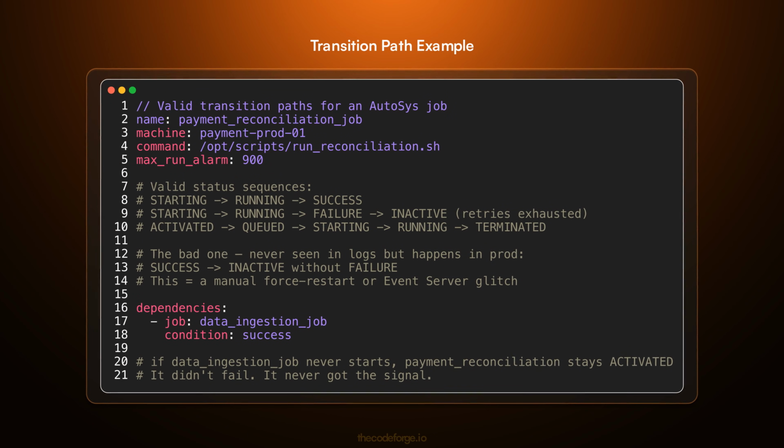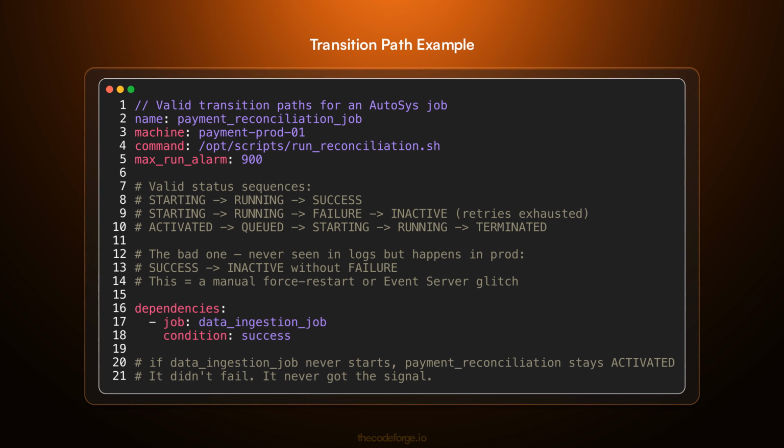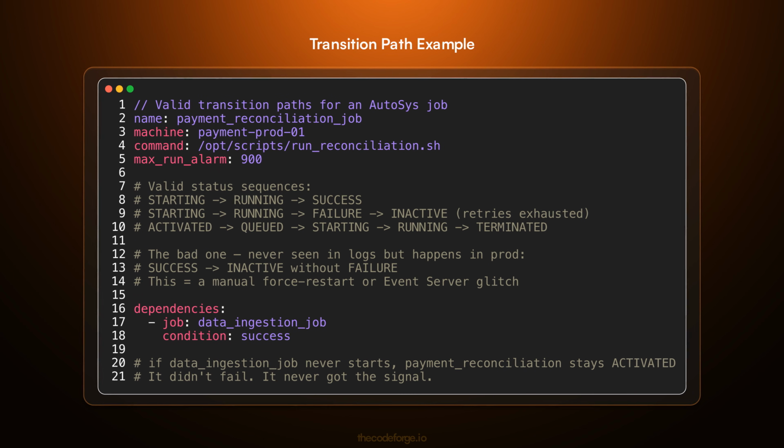Here's an example of valid transition paths. Notice that a job can go from activated to queued to starting to running to terminated. The bad transition is success to inactive without a failure. That indicates a manual force restart or an event server glitch.